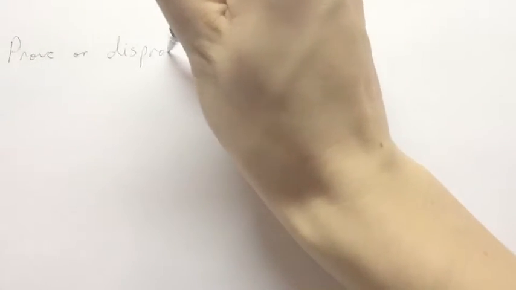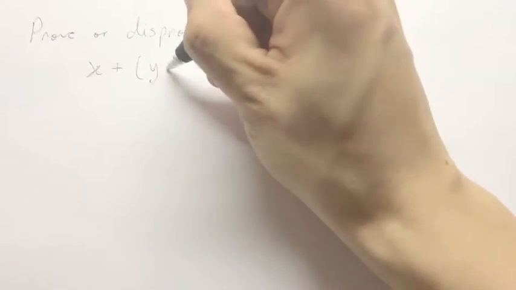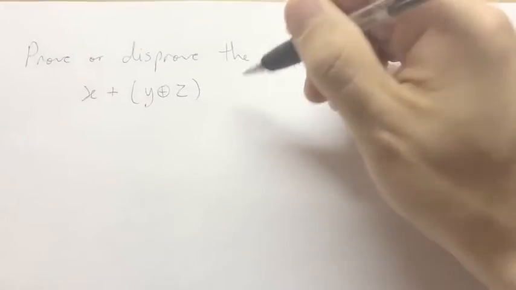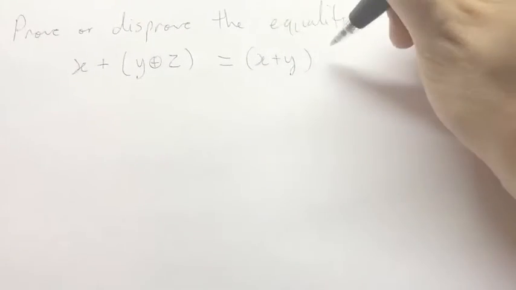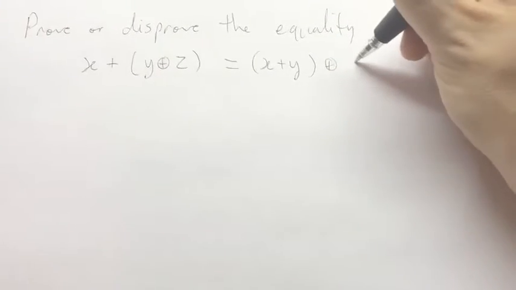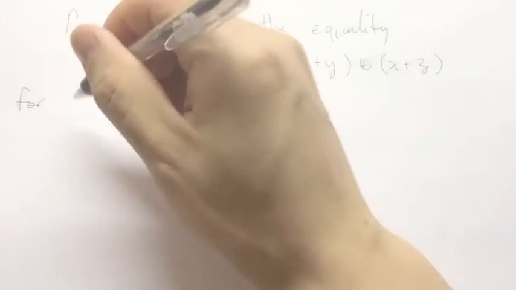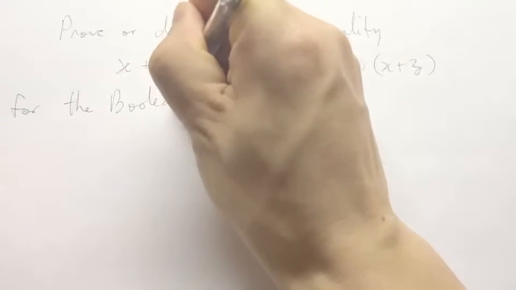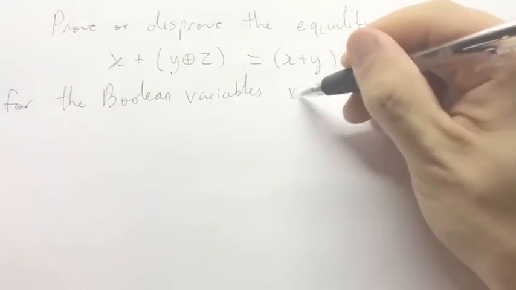I'm going through the question that says: prove or disprove the equality x + y ⊕ z = (x + y) ⊕ (x + z) for the Boolean variables x, y, and z.